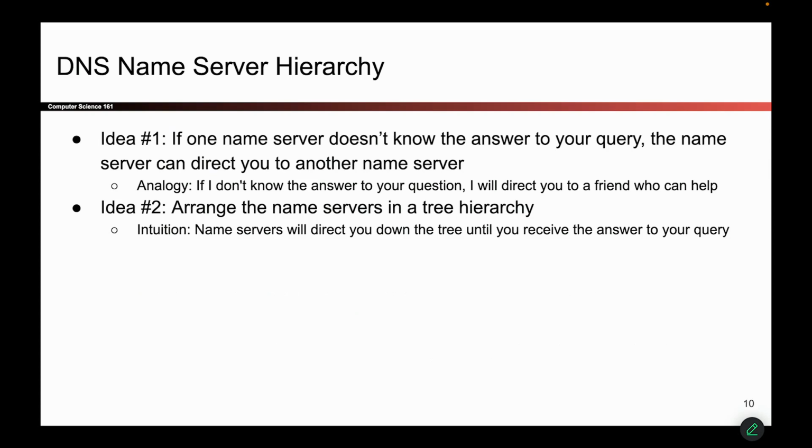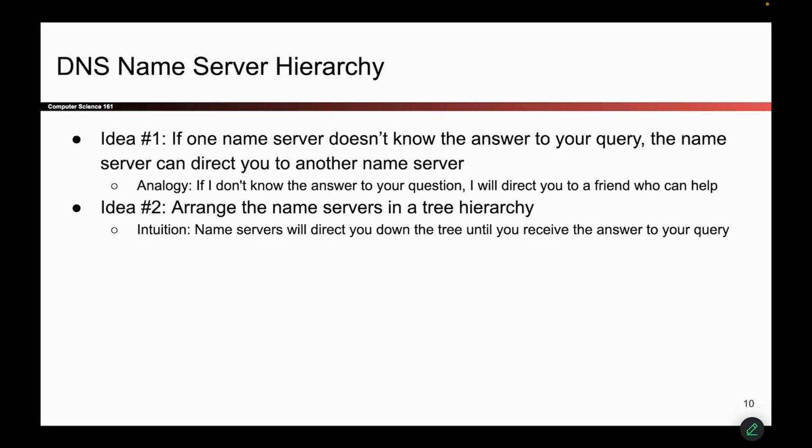So here are the two big ideas that make DNS scalable. The first idea is that if a name server cannot answer your query, they must direct you to another name server that can help. As an analogy, if someone comes up and asks a TA a question, and the TA doesn't know the answer, they can't just say, I don't know, sorry, go home. Instead, the TA is going to direct you to someone else who can help. So if you ask a question and they don't know the answer, they must tell you somebody else who is able to help. So that's our first big idea.